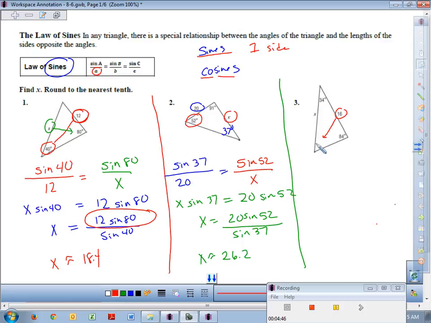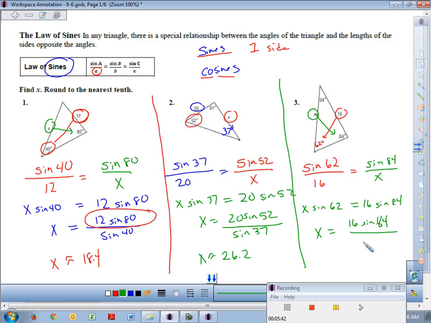84, 34, 62 degrees. All three angles have to add up to be 180. So the sine of 62 over 16 will equal, I need x and the angle across from that puppy, the sine of 84 over x. Now we cross multiply. 16 times the sine of 84. So x equals 16 sines of 84, excuse me, over the sine of 62.